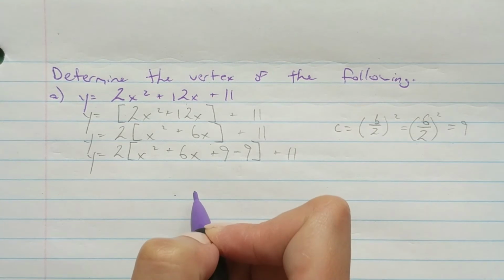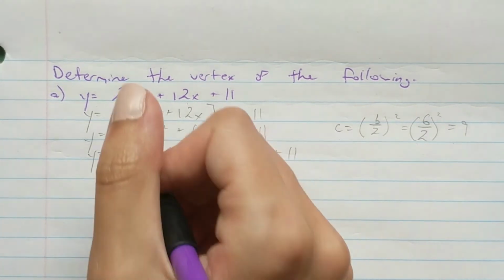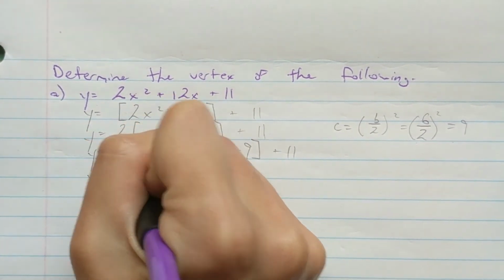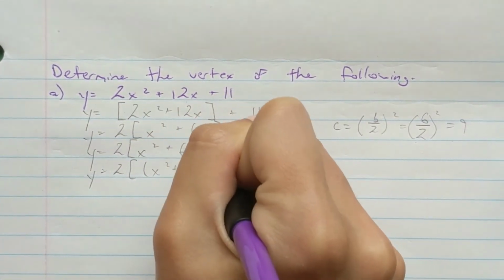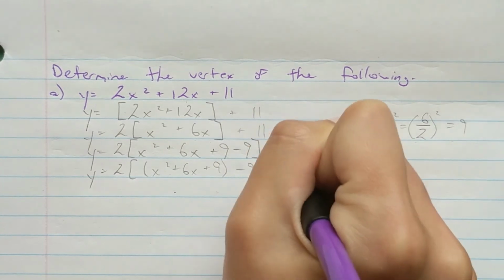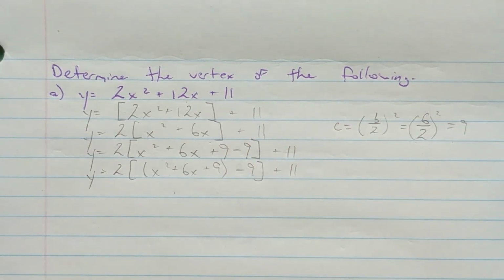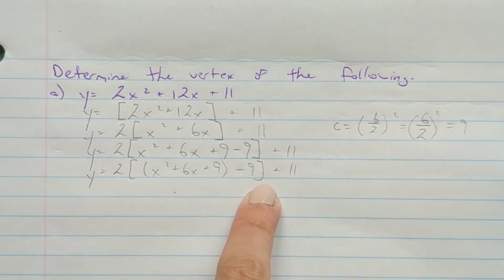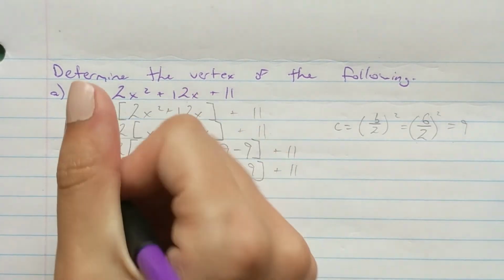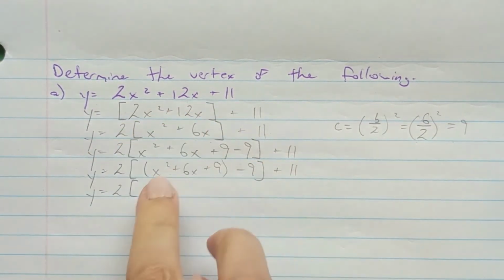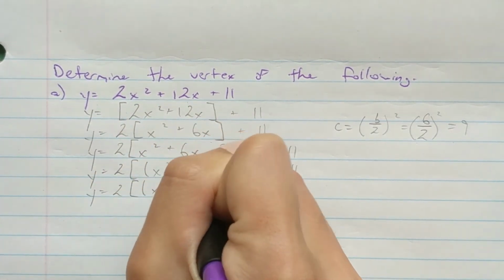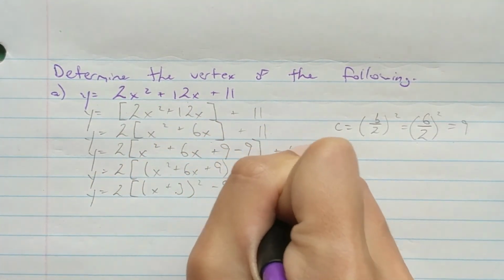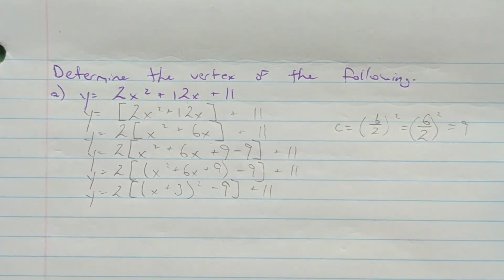I now need to isolate my perfect square trinomial, so I'm going to add brackets around my first 3 terms here. And here we need to remove our square brackets, we need to factor first. Let's factor this perfect square trinomial. That's going to be x plus 3 squared. Everything else stays the same. And now we need to remove our square brackets.